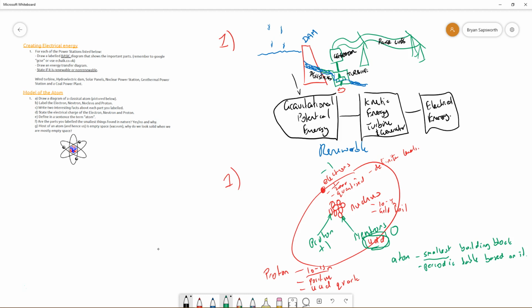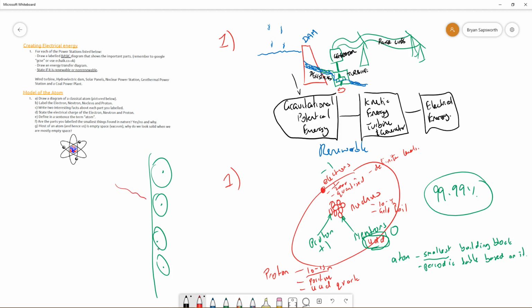Most of an atom, and hence us, is empty space, a vacuum. Why do we look solid when we are mostly empty space? Most of an atom is 99.99% or so empty space. So that means we are almost the same in terms of empty space. We just look solid because we have atoms in our body with some small nuclei, pretty much all empty space along here. So when light comes in, it gets absorbed and re-emitted by the electrons, and what we see is the reflection of light, and that's why we look solid. Why do we feel solid? Because of electrostatic repulsion, which we'll look at later.